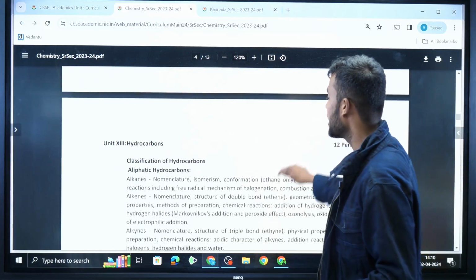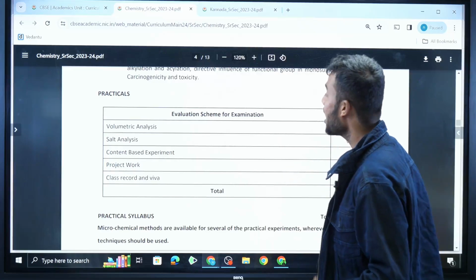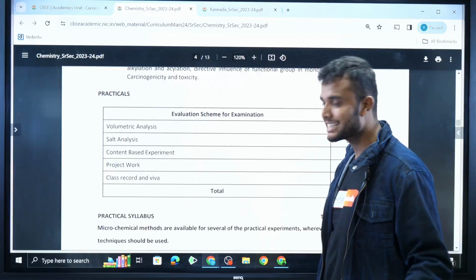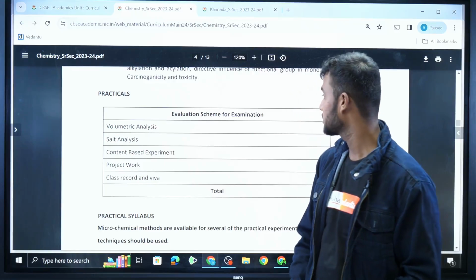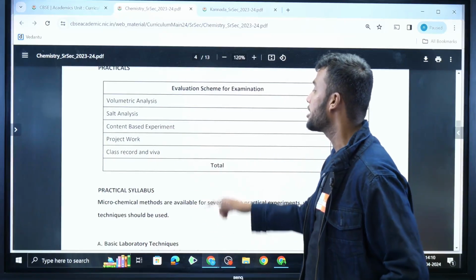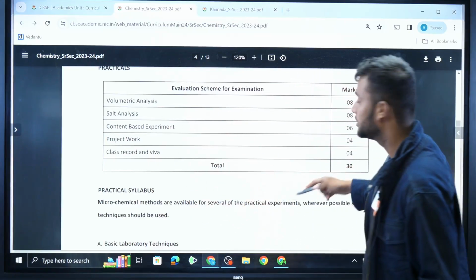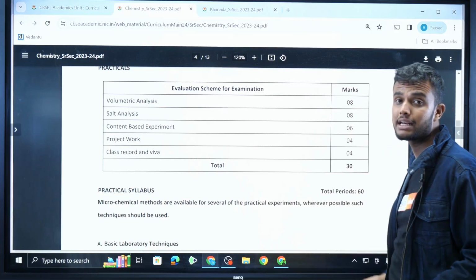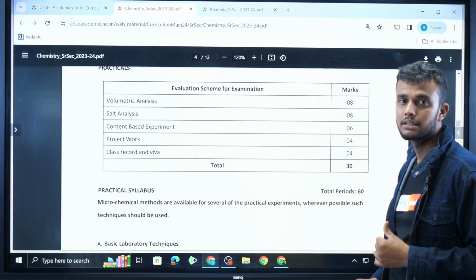And after that, hydrocarbons. Then these are the practicals. In class 11th and class 12th, you have practicals. In that, volumetric analysis is there, salt analysis, content-based experiment, project work, class record and viva. This is the marks distribution: totally 30 marks practicals and 70 marks theory.